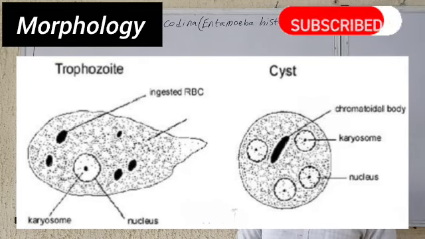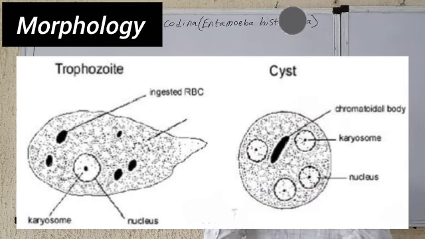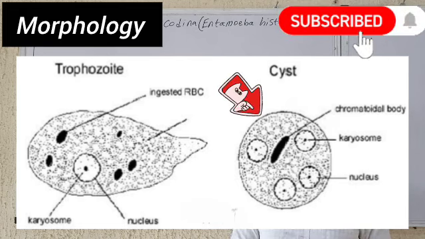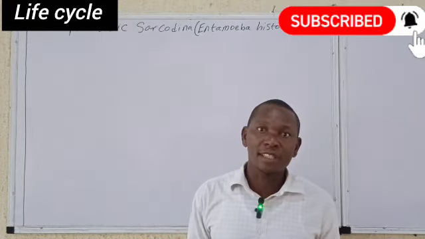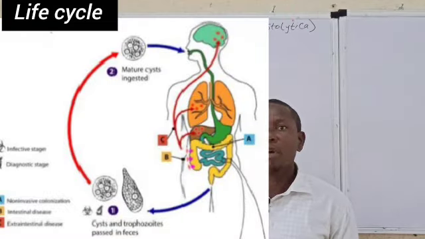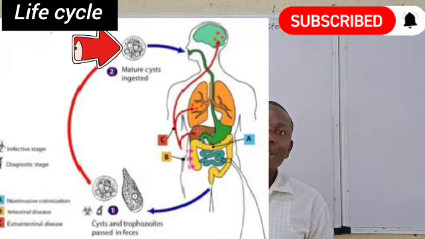What about the cyst form? The cyst form is actually multinucleated. You can see from the diagram that it possesses 4 nuclei and it has a protective covering. Let's talk about the life cycle of Entamoeba histolytica.